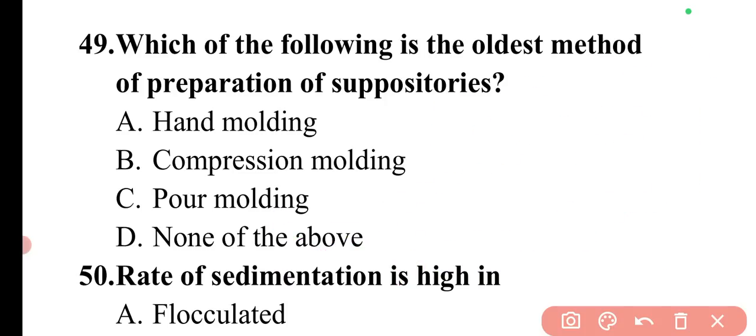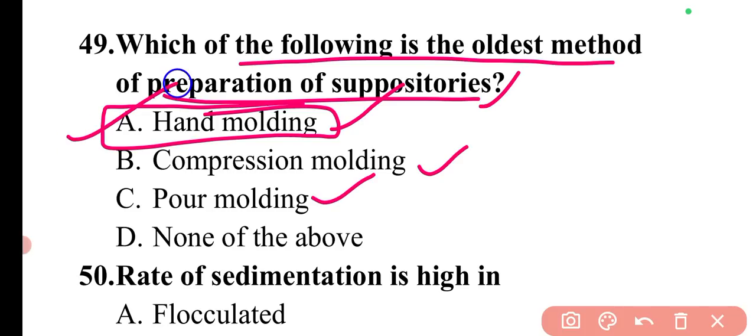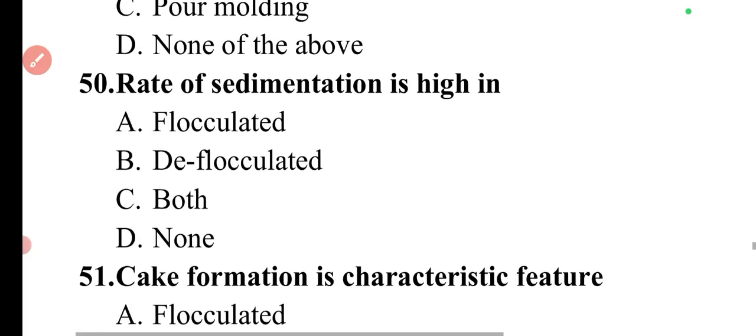Then coming to the next question. Which of the following is the oldest method for the preparation of suppositories? There are different methods for the preparation of suppositories like hand molding, compression method, powder molding. The hand molding is the oldest method for the preparation of suppositories. So here option A will be the correct answer.